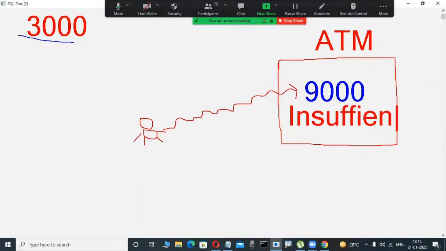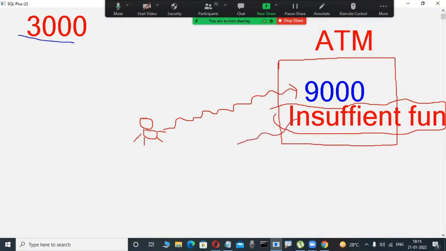Because here your balance is low, 3,000, but you are trying to retrieve more than 3,000, that is 9,000, 8,000, 7,000 like that. How is it possible? In that case only an insufficient funds message will be displayed. But how is this message possible? Does the ATM center know? No. Actually, some software engineers write the coding, that is important.